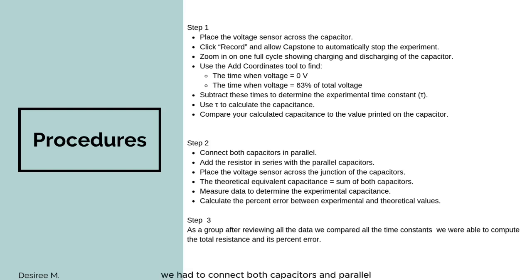For step 2, we had to connect both capacitors in parallel, then add the resistor in series with the parallel capacitors, then place the voltage sensor across the junction of the capacitors. The theoretical equivalent capacitance gave us the sum of both capacitors, then we used measured data to determine the experimental capacitance. Lastly, we calculated the percent error between experimental and theoretical values.